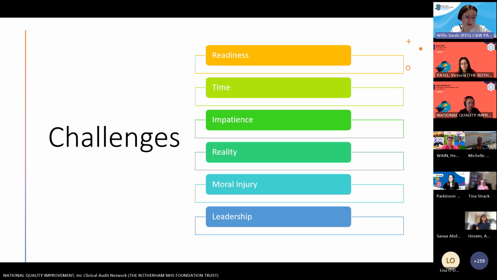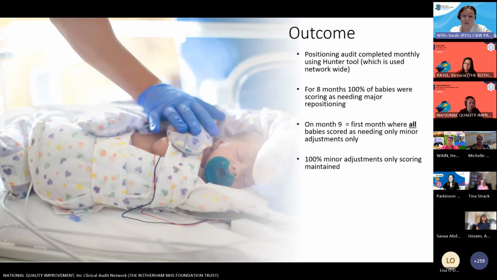If we move away from challenges and look a bit more at the outcomes, which is slightly nicer. The positioning audit was completed monthly, and that positioning audit has been used with all units in our network now. As I've mentioned, for the first 8 months, 100% of babies needed major repositioning. But on month 9, that was the first month where all babies scored as needing only minor readjustments. And that has been maintained, and at different months has even improved, with no babies needing even minor readjustments. So I think the numbers finally caught up with what we were seeing in practice, which was really nice.